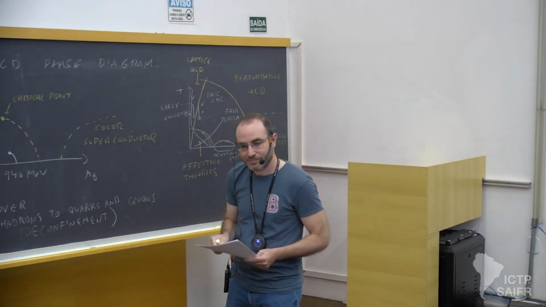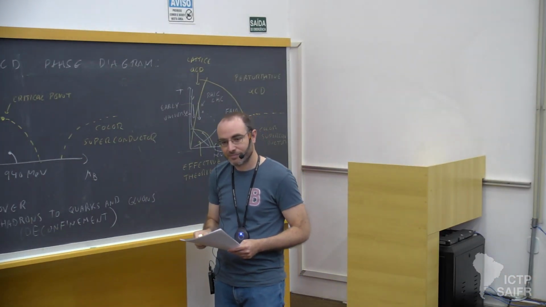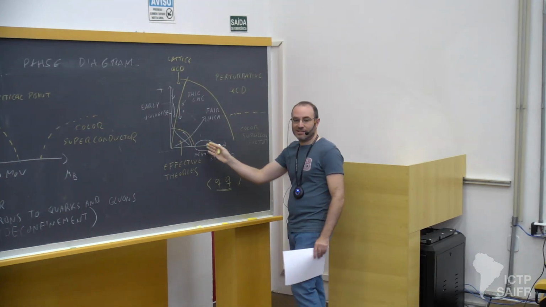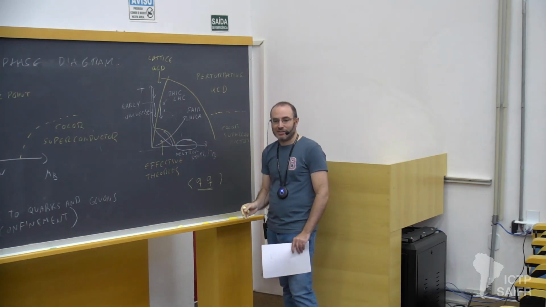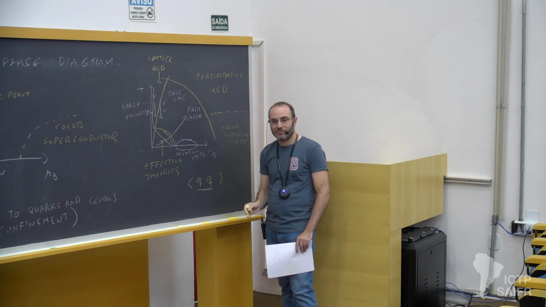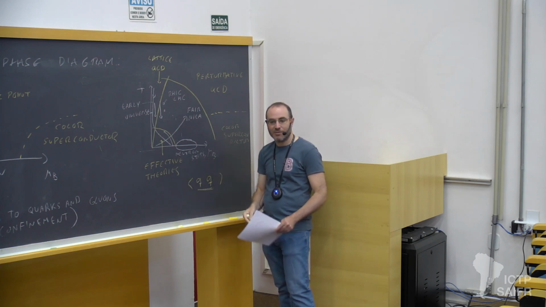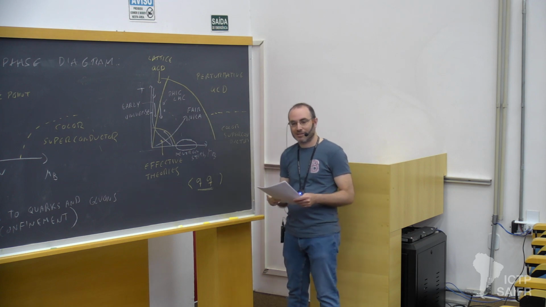In this plot, how can we interpret density? Well, the larger the chemical potential is, the larger is the density. It increases with the chemical potential.